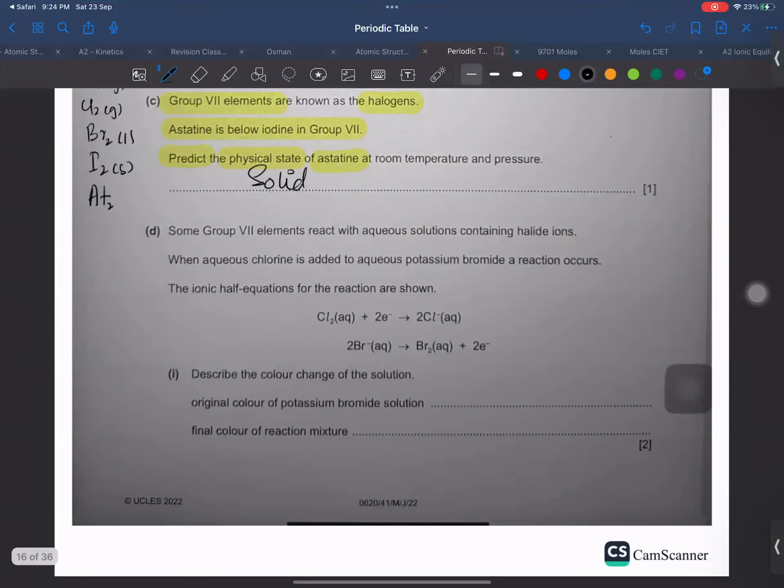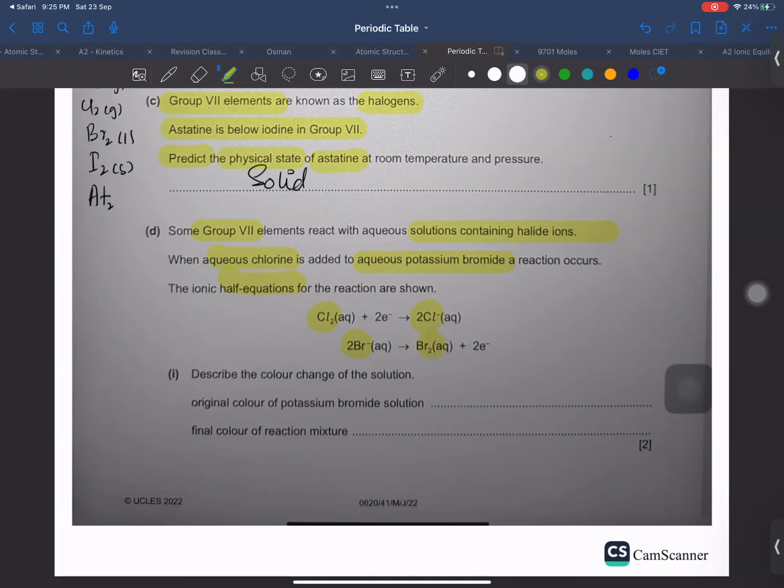Right. Yes, sir. Then if you talk about the last part of this question, they are saying D part. Some group 7 elements react with aqueous solutions containing halides. When aqueous chlorine is added to the aqueous potassium bromide, reaction occurs. You can see this. The half equation is already mentioned over here. Chlorine is added in the bromide salt, and then you will see that chloride salt forms and bromine gas is liberated. What they are asking, describe the color change of this solution.